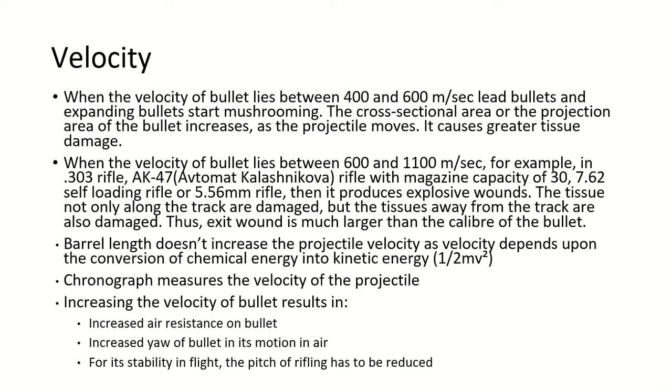The tissue not only along the track is damaged, but tissue away from the track will also get damaged, and the exit wound would be much larger than the caliber of the bullet. Barrel length does not increase the projectile velocity, as velocity depends upon the conversion of chemical energy into kinetic energy. So if the barrel length is increased, there will be no effect on the velocity. A chronograph measures the velocity of the bullet.